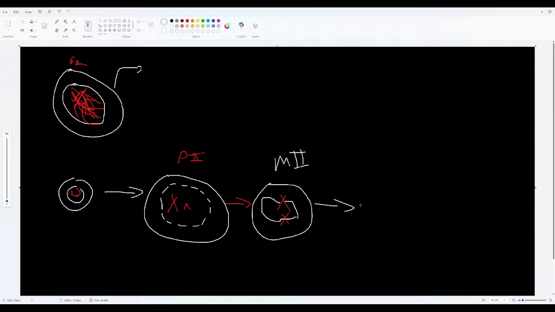And then we're going to split sister chromatids. So we're not splitting homologous chromosomes. We're splitting sister chromatids this time, because remember, we don't have any homologous chromosomes, right? So now it kind of looks like that, right? So that's anaphase 2.